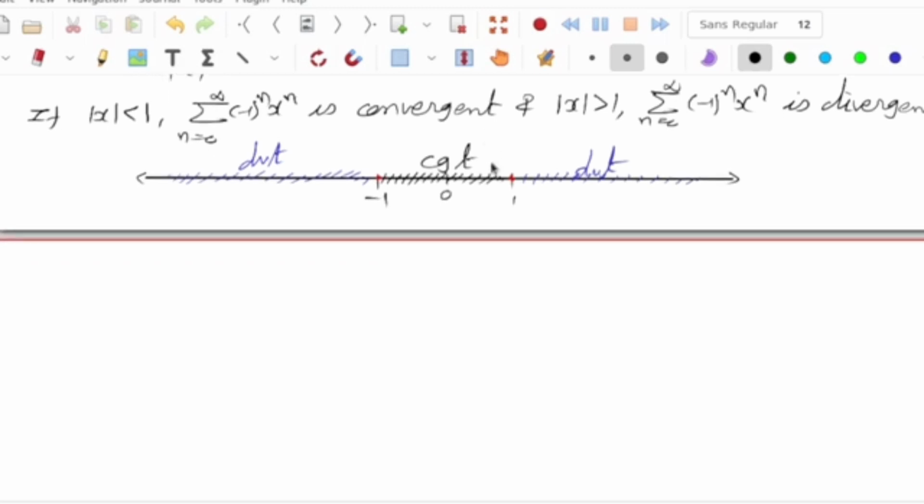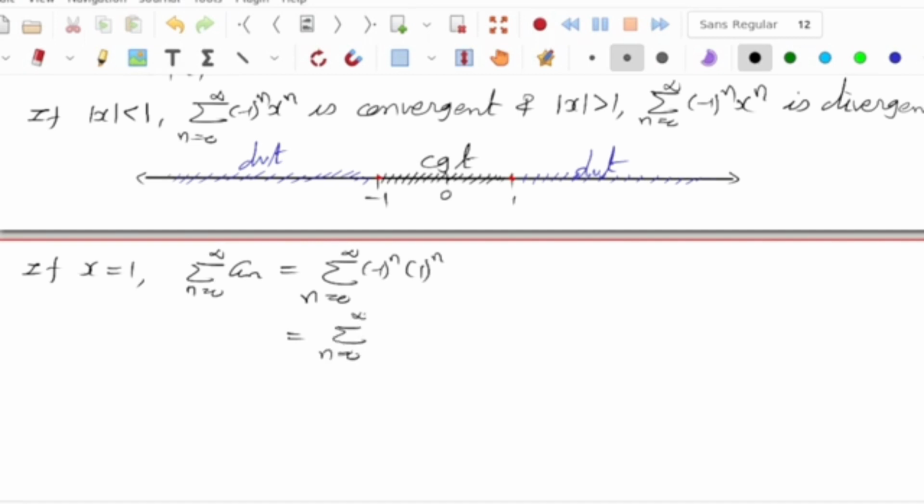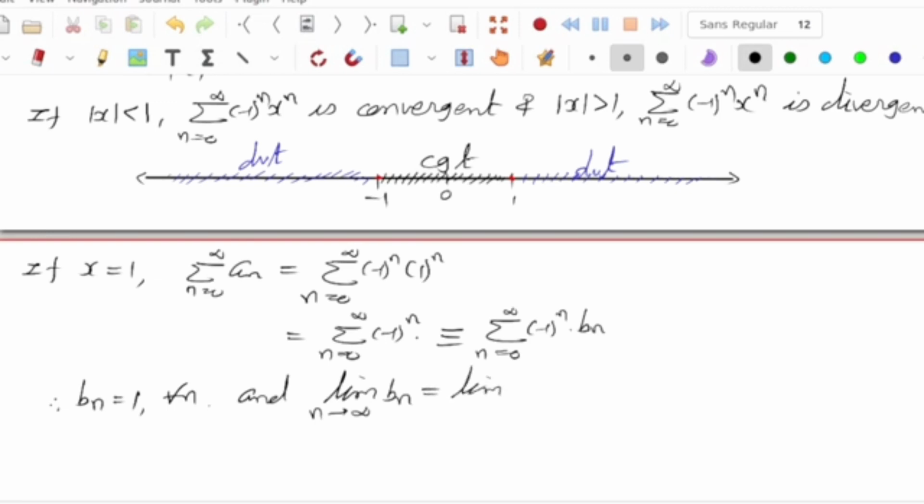Let us assume that when x is equal to 1, what is the summation n equal to 0 to infinity minus 1 raised to n into x raised to n? But x is 1, so this is equal to summation n equal to 0 to infinity minus 1 raised to n. Now to check whether this series is convergent or divergent, what do we do? Minus 1 raised to n into bn. Let us compare with bn. Therefore bn is equal to 1. This is true for all n, and limit n tends to infinity bn is 1, which is not equal to 0.